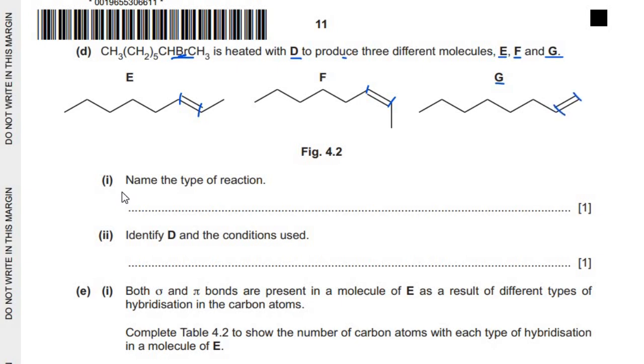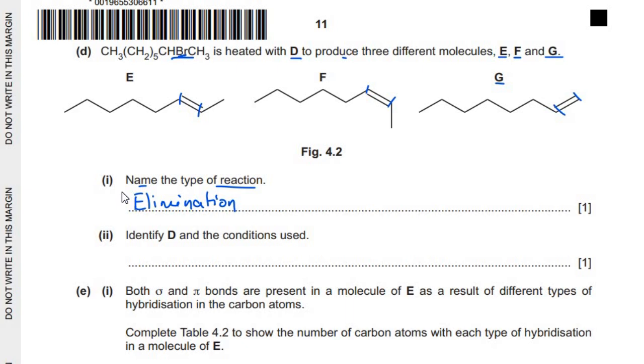So that shows that bromine and a hydrogen from the adjacent carbon is removed, is eliminated, and the double bond is added. So name the type of reaction. So type of reaction is elimination reaction, right? Bromine and the hydrogen from the adjacent carbon is removed to form an alkene. So that's an elimination reaction.